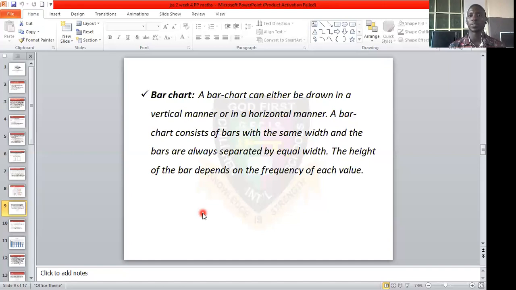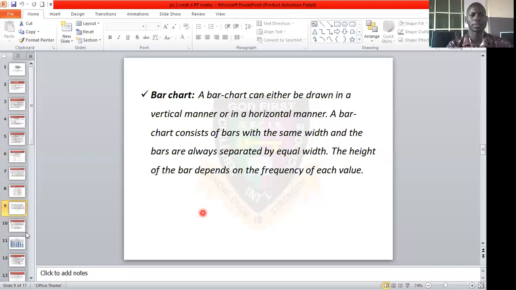It depends on the frequency of the table. So the height depends on the frequency of each value. Information one can be 100, information two can be 80, information three can be 60, while information four can be 40. So their height, how high they go on the bar chart, depends on their frequency.